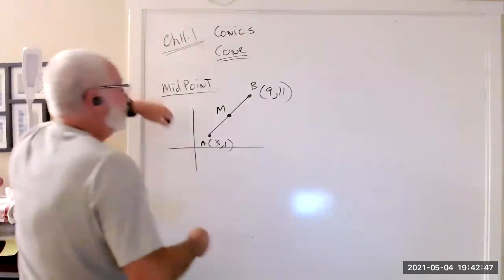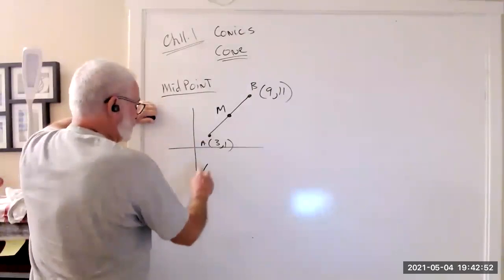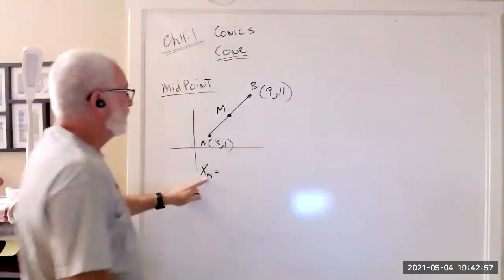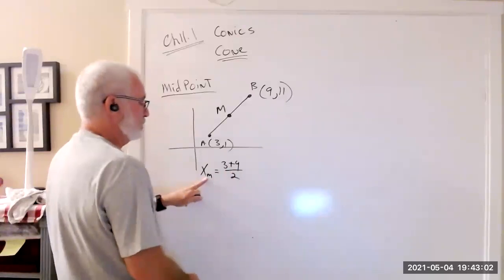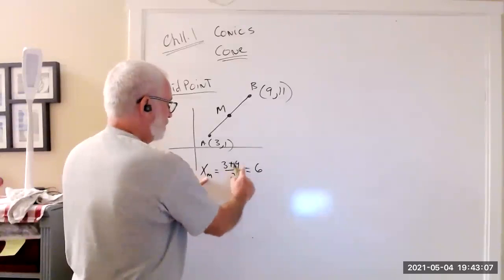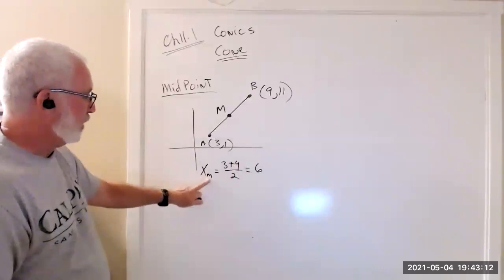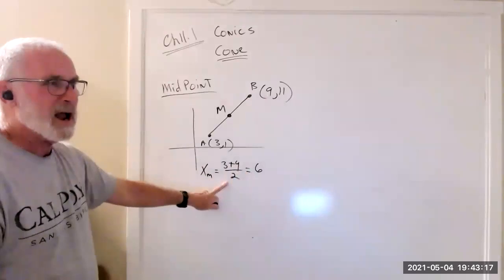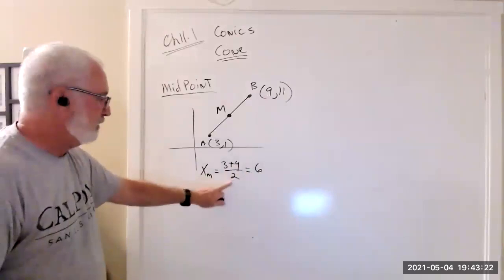It's that easy. To find the coordinates at the midpoint, which I write as x sub m, that means x at the midpoint is 3 plus 9 divided by 2, which is 12 divided by 2, which is 6. The x value at the midpoint is 3 plus 9 divided by 2. What math action did I just do? 3 plus 9 divided by 2. What's that called?